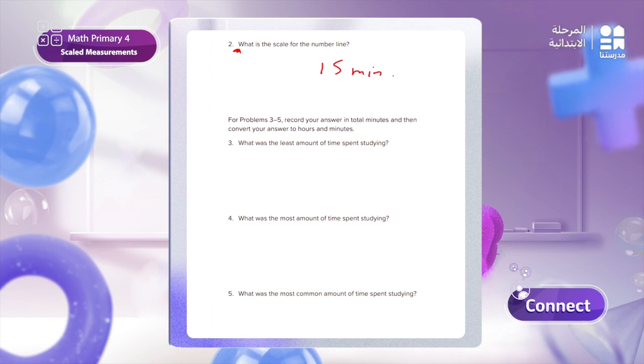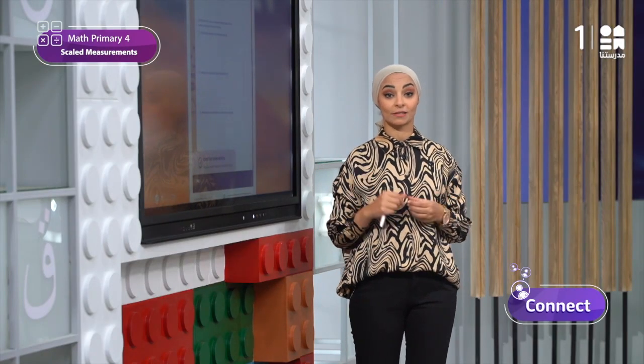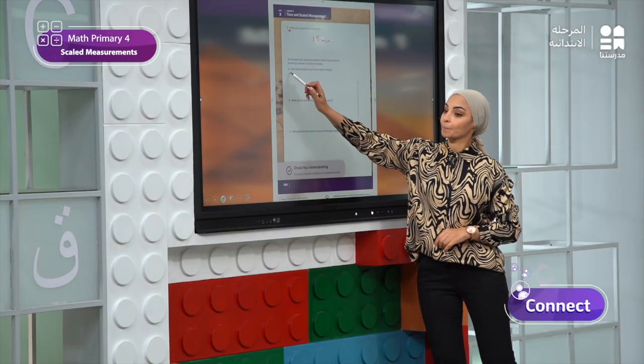As for problems 3 to 5, when we have answers in minutes, we should convert them to hours. First the answer will come out in minutes and then I will convert them to hours, as we have learned in lessons 5 and 6. Please remember that 1 hour equals 60 minutes. Don't forget that 1 hour is 60 minutes. Okay? Now let's see problem number 3.